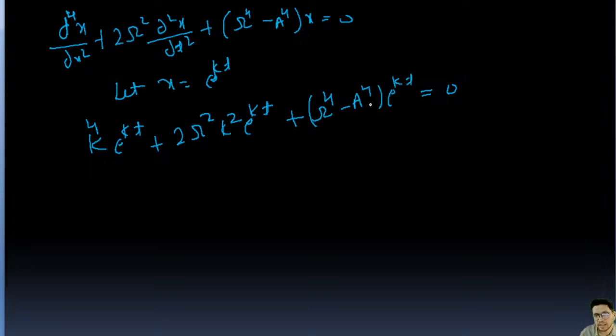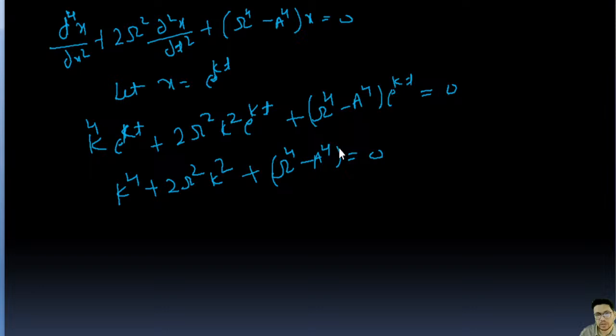We'll take it to the right hand side and remove it, because e to the power kt is not 0. So this is going to be k^4 + 2 omega square k square + omega to the power 4 minus a^4 = 0. Very good question. Understand how I'm solving it.